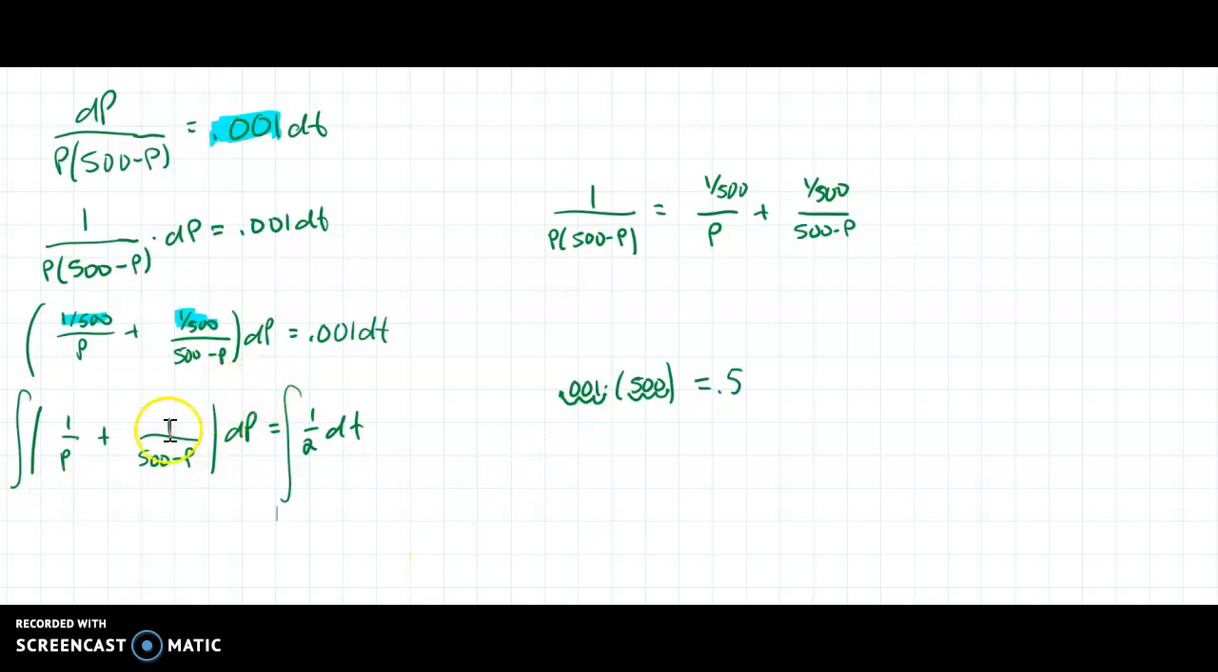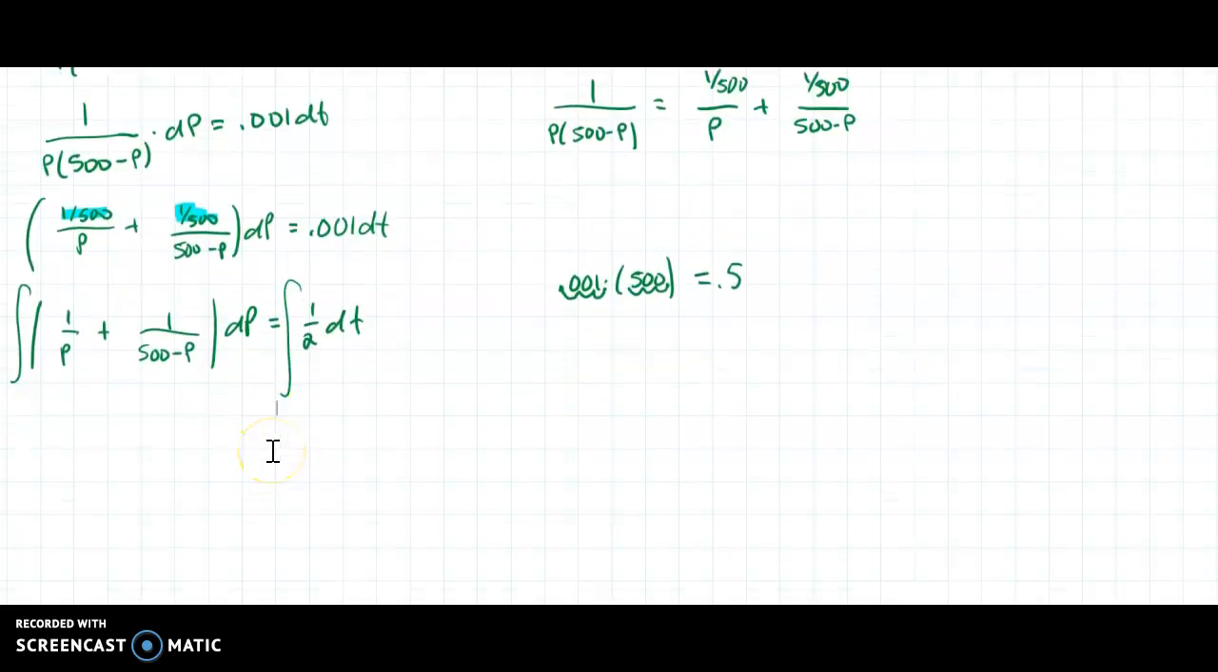The right side's easier, so I'm going to do the left side first. I'm also going to point out another spot here where there is typically, if there is ever a mistake in this problem, it's right here. So 1 over p, well, that integrates to ln absolute value of p. And then the next piece is also an ln absolute value of 500 minus p.